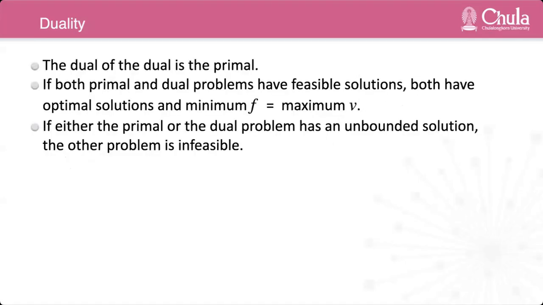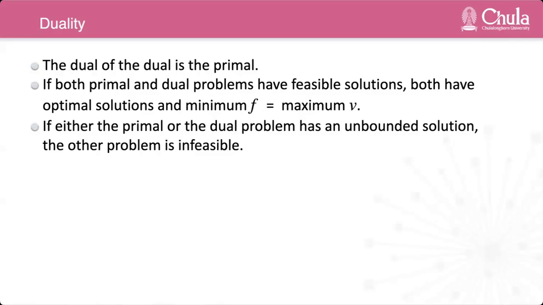So as I mentioned to you, duality is a one-to-one conversion. So the dual of the dual is the primal. You got it? Dual of dual is primal. You find the dual two times, you obtain the original one.